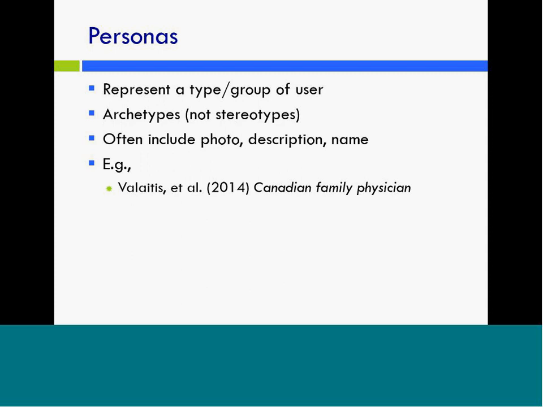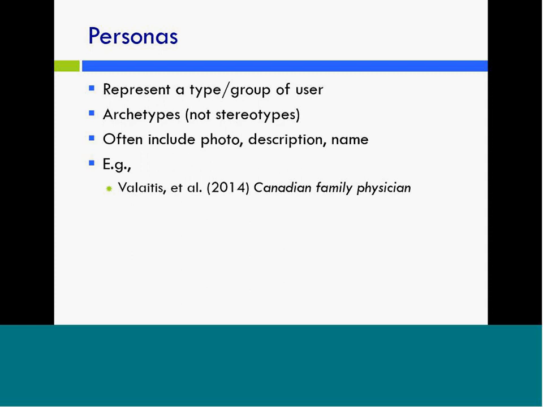Develop a persona. The goal is to represent a type or a group of users. So we've done this user research, and then we want to say, okay, what does this user research tell us about the people for whom we are designing this? And the idea is to come up with archetypes, not stereotypes. Often, the classic way of using a persona is you have a research team, a design team around the table, and you have poster board or big sheets of paper, or possibly a binder, or some physical artifact representing each of your personas, and you will have a photo of a real person.